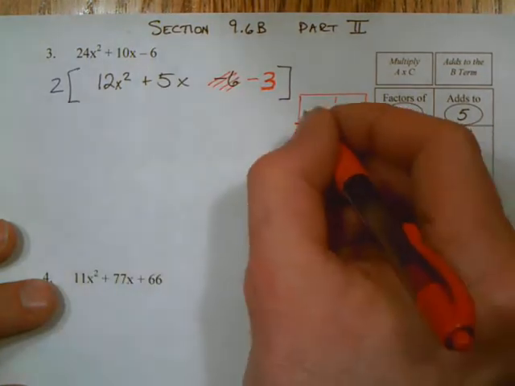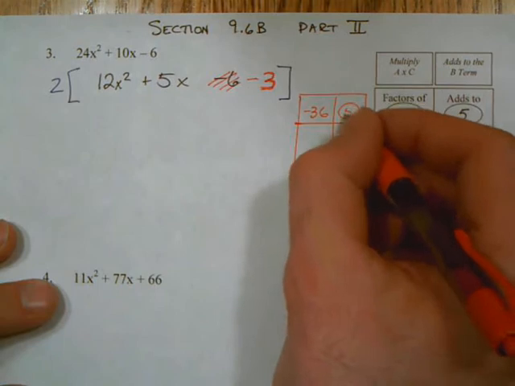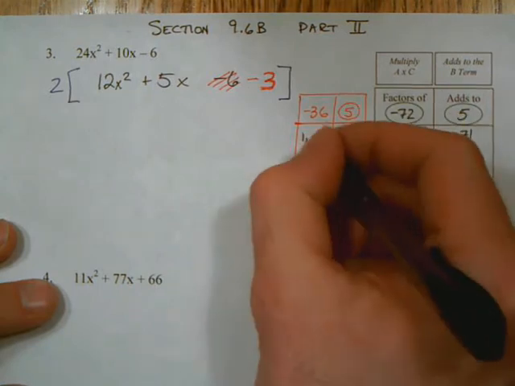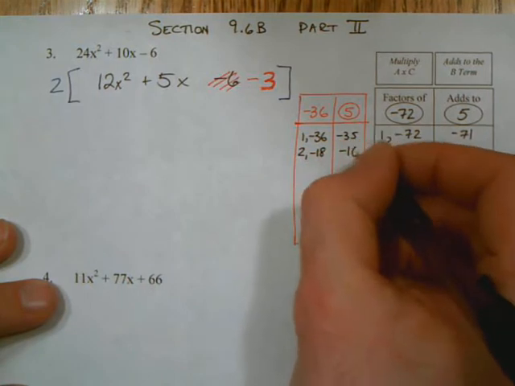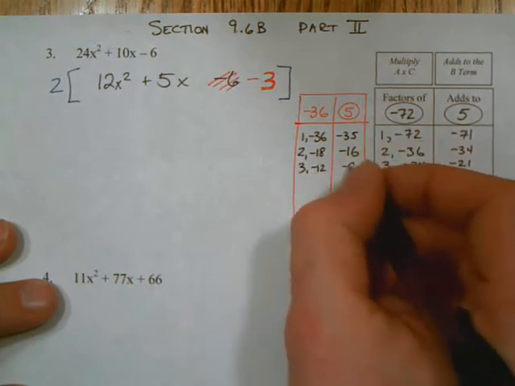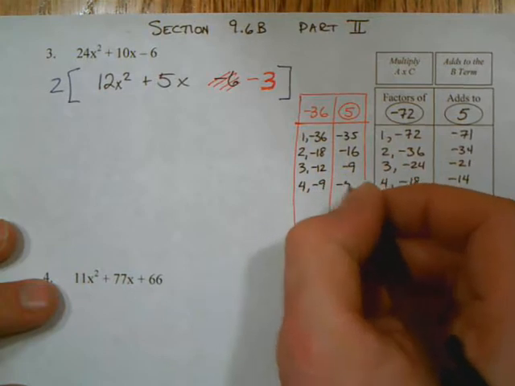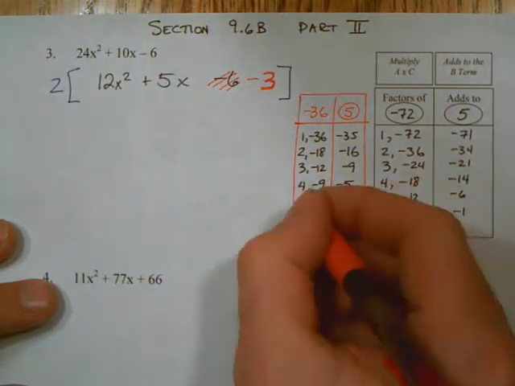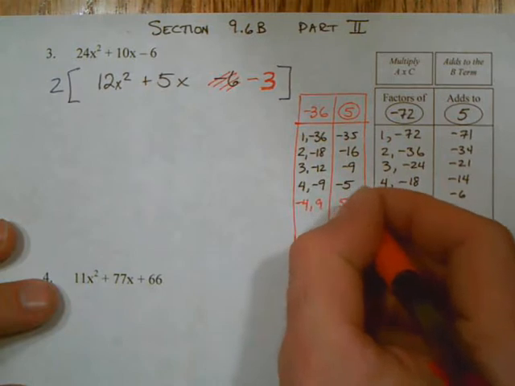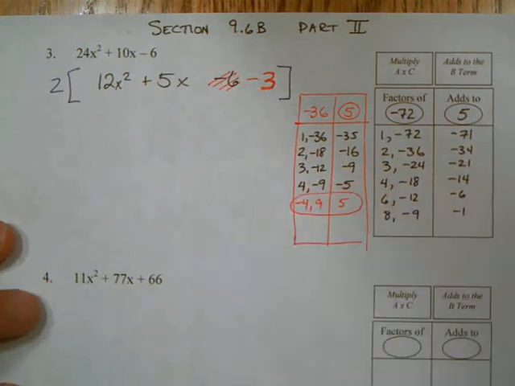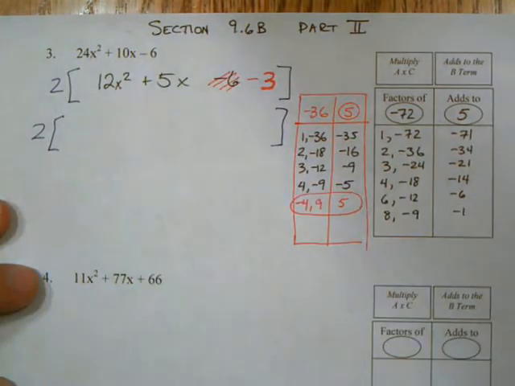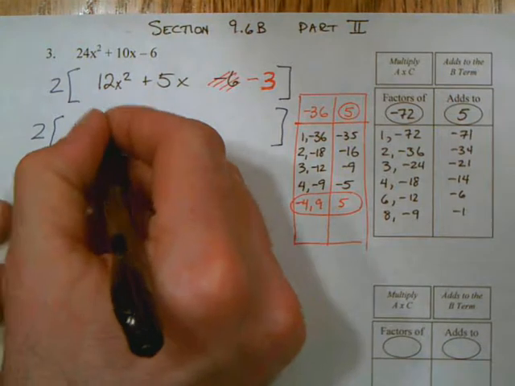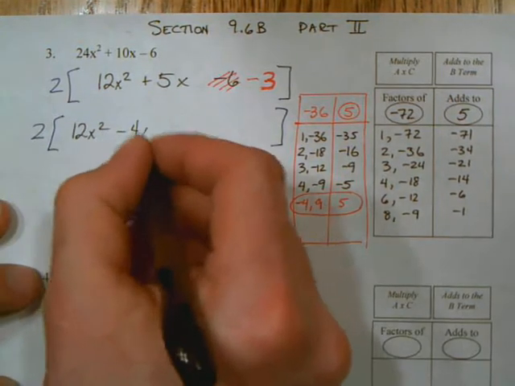So now let's go back. I'm going to build another little box over here, and I think you'll see the problem is going to go very quickly. 12 times negative 3 is negative 36. That adds to 5. Well, 1 times negative 36 is negative 35. 2 and negative 18 is negative 16. 3 and negative 12 is negative 9. But 4 and negative 9 is negative 5. So to find our correct numbers, it's negative 4 and positive 9. So that just goes to show it's still very easy to make mistakes, even with GCFs, if you're not careful.